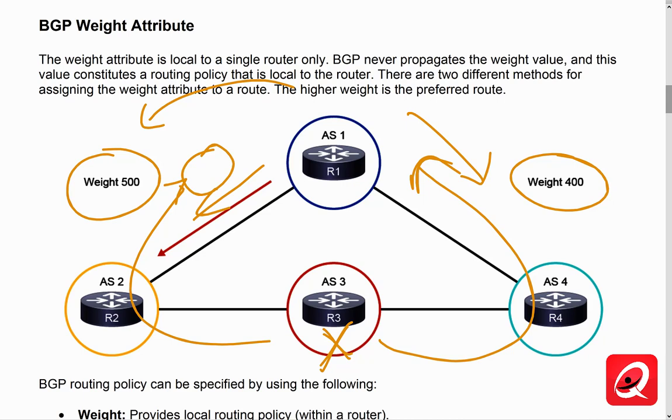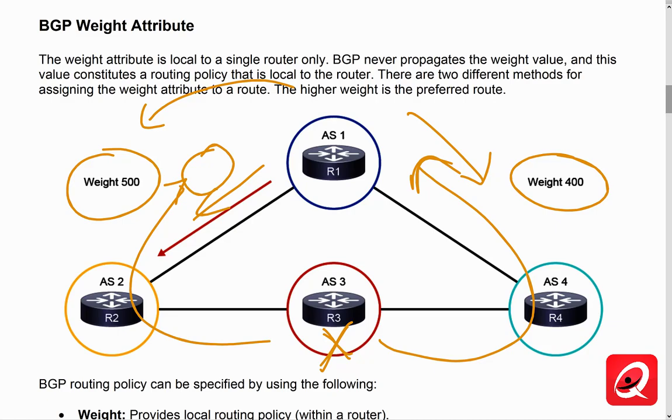So we might create a route map to set the weight. That would be an inbound route map that we would apply to the peer, and then we would set the weight based on that value. So it's a relatively simple attribute to work with because it's only local to the router, and it allows us to decide how we're going to leave that router to reach a particular destination.